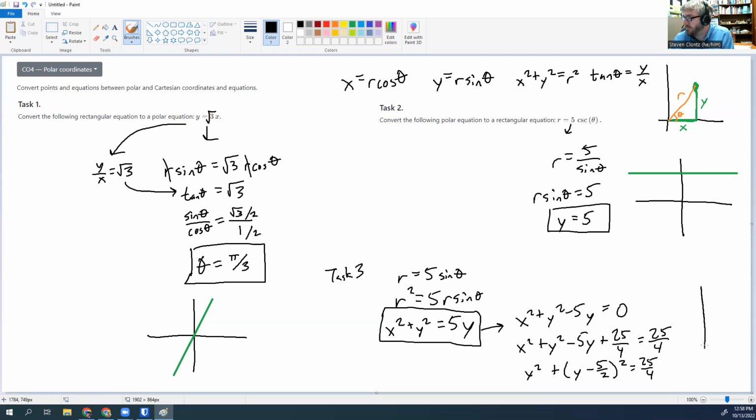And in that situation, we see that we have a circle of radius 5/2, and its center is 5/2 above the origin on the y-axis. So it looks something like, let me get a different color here and move this over a little bit, something like this right here, where the center here is at 5/2.